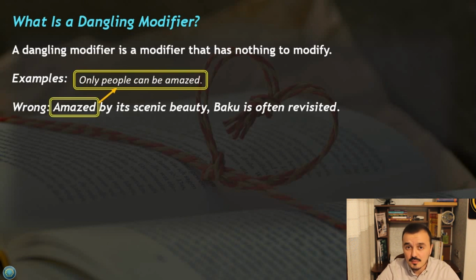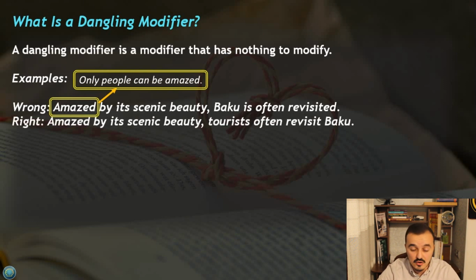Amazed, it is about people because people can be amazed. Baku is amazing, but Baku can't be amazed. So, just after the comma, I should place a person, people, or a noun describing people. So my correct sentence should be: Amazed by its scenic beauty, tourists often revisit Baku.